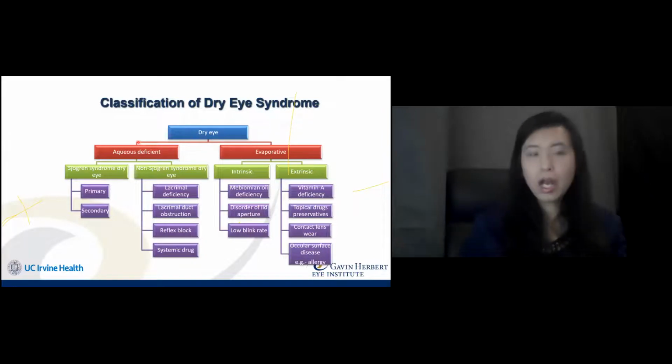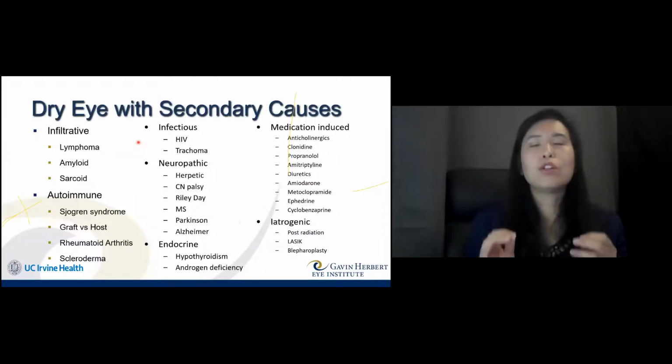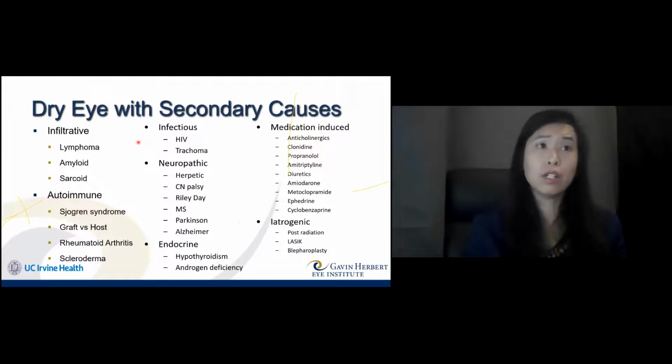Okay, so I also want to show you this slide, that there are so many secondary causes of dry eye.